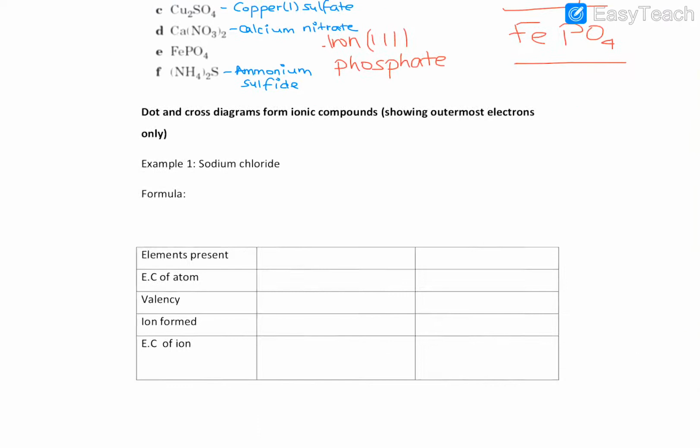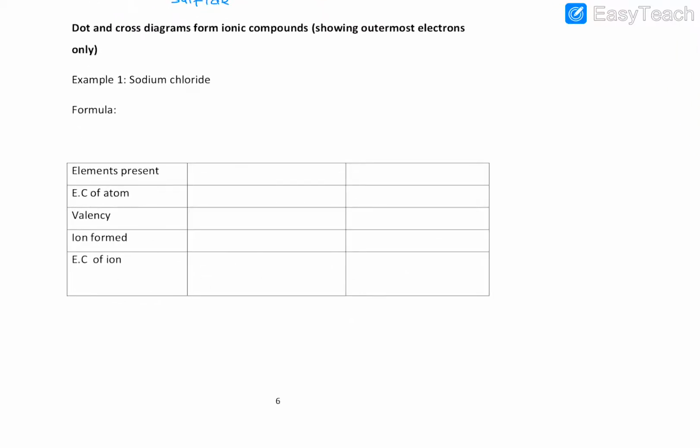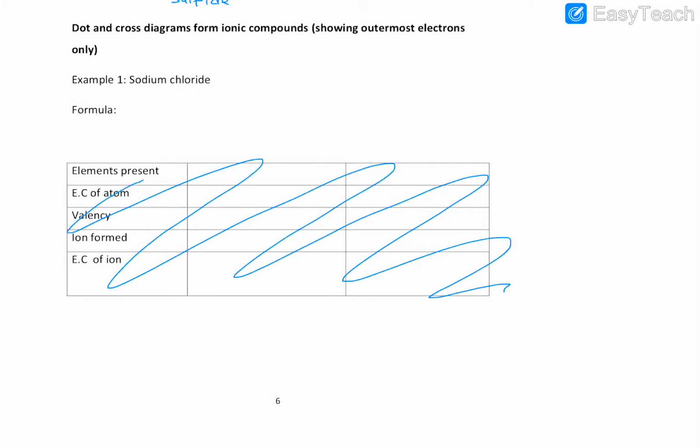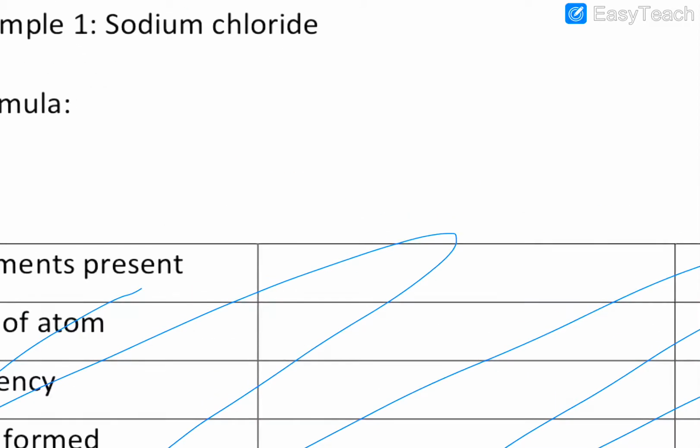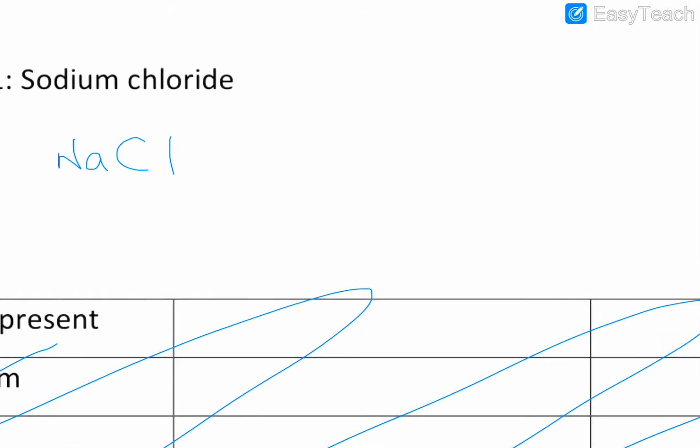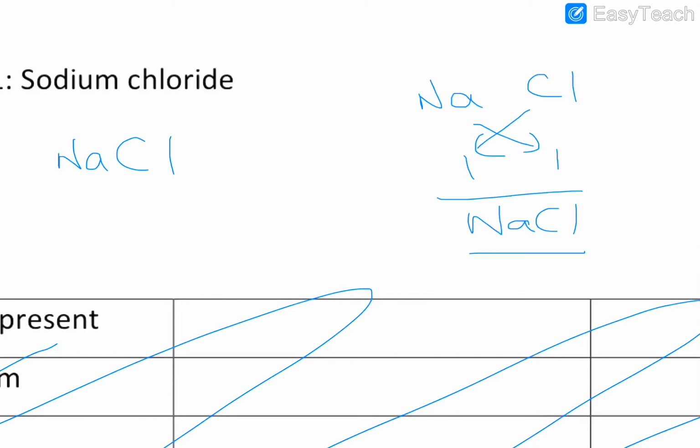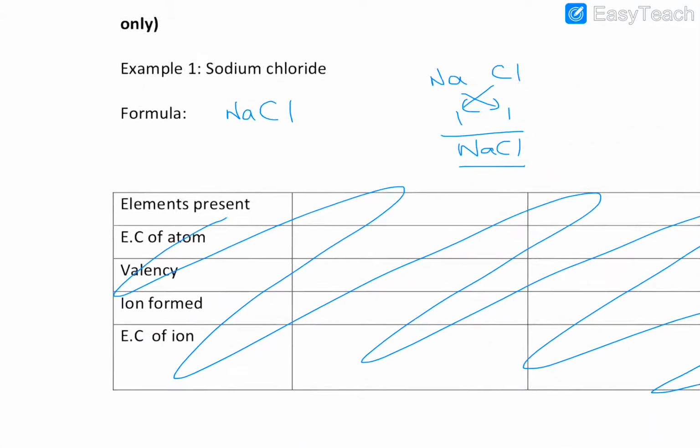Now let's see the dot and cross diagrams for ionic compounds. Whenever you're doing dot and cross, we are showing only outermost electrons. So let's do it for sodium chloride. We will not be using this table for now. Sodium chloride has formula NaCl. It's very important that you get the formula right, else the dot and cross diagram will be wrong. So make sure that you do the cross multiplication to get the formula.